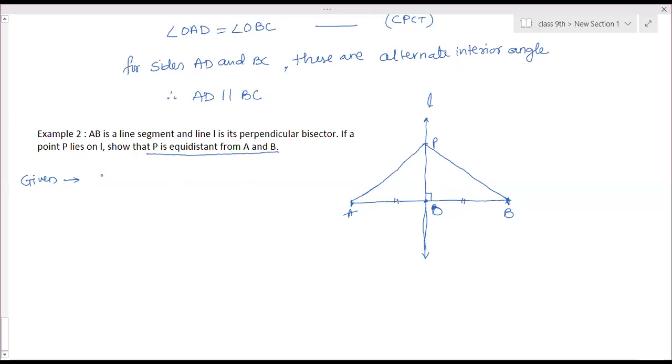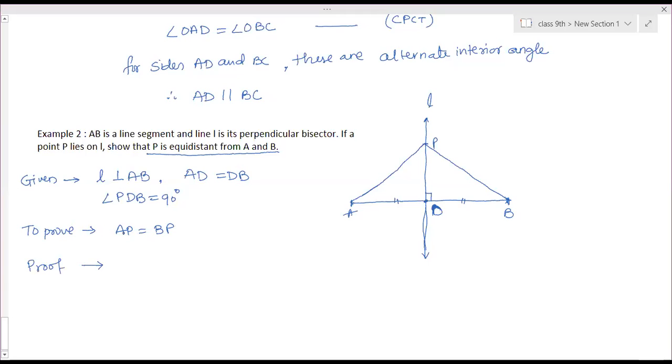So what two things are given? L is perpendicular bisector of AB. So this means now AD is equal to DB. So this is point D. AD and DB are equal and L is perpendicular to AB. That means angle PDB is equal to 90 degrees. To prove: AP equals BP. No construction, direct proof.